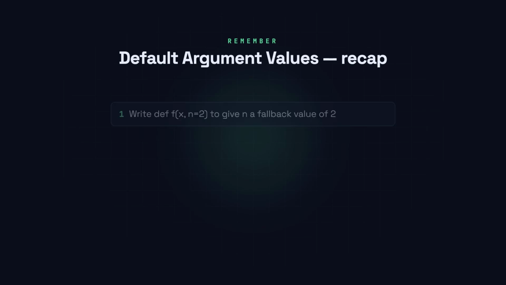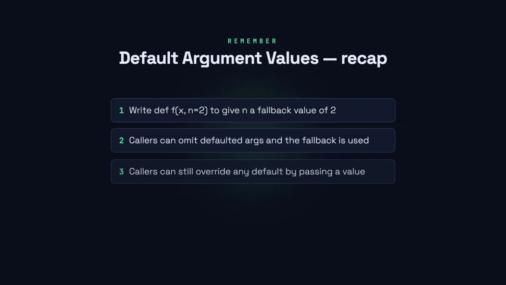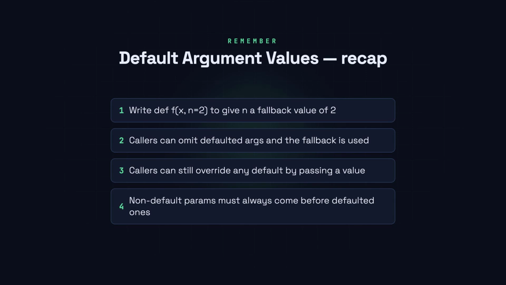To recap, assign a fallback with an equal sign in the parameter list, keep required parameters on the left, and callers gain the freedom to include or skip the rest. Defaults make your functions easier to use without sacrificing flexibility.